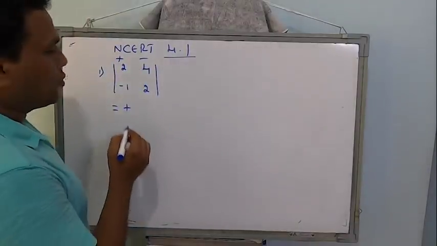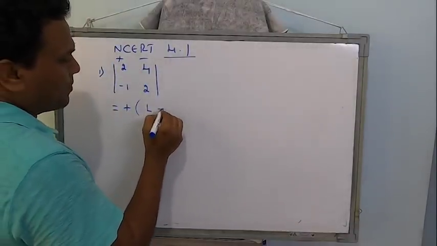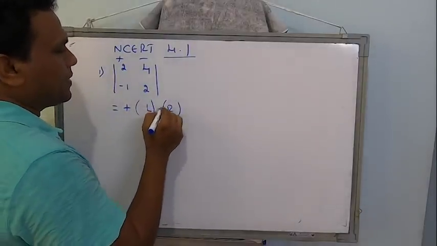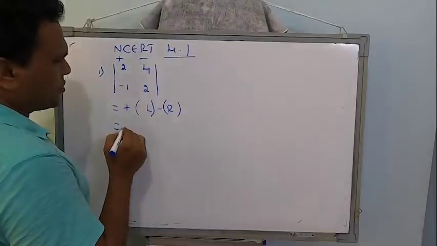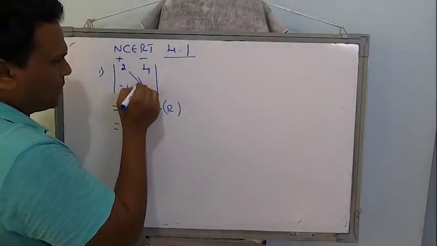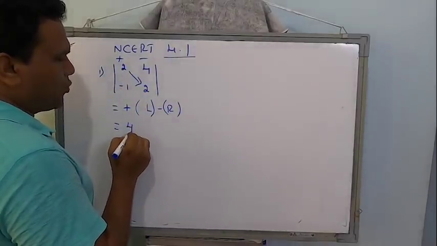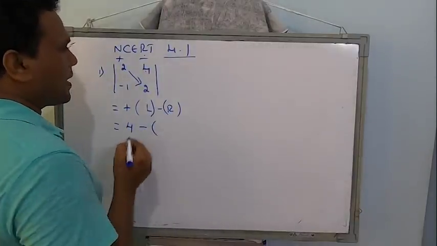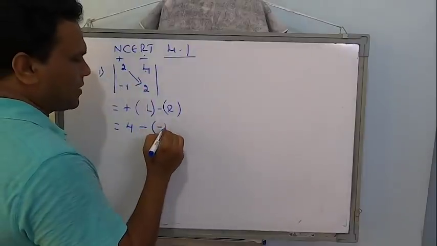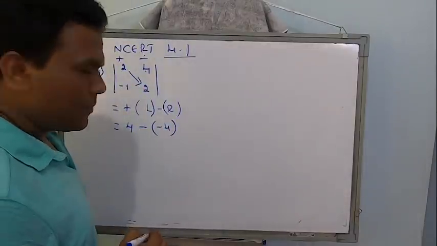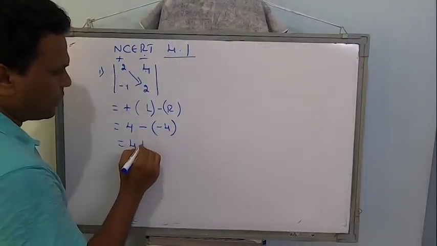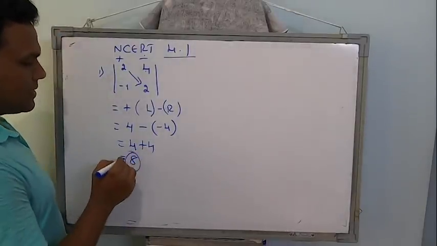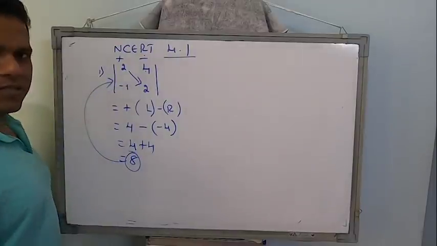Now what does the rule say? Left diagonal minus the right diagonal. Since this is plus, there is no need to write the plus actually. So just multiply these two: 2 multiplied by 2 will be 4. The minus sign is just above the 4. Open the bracket: 4 multiplied by minus 1, that's minus 4. So simplify this: 4 plus 4, and that's going to be 8. So this 8 is the real number associated with this determinant.